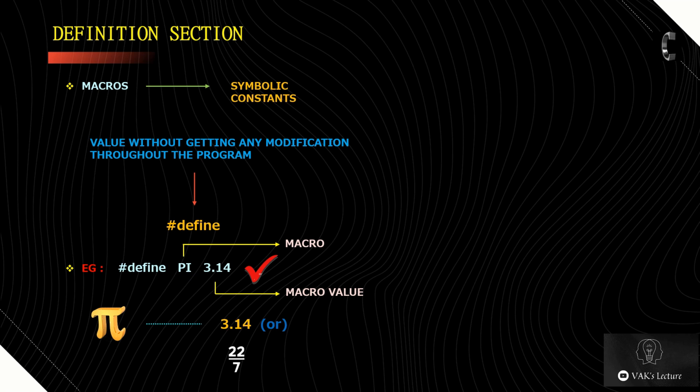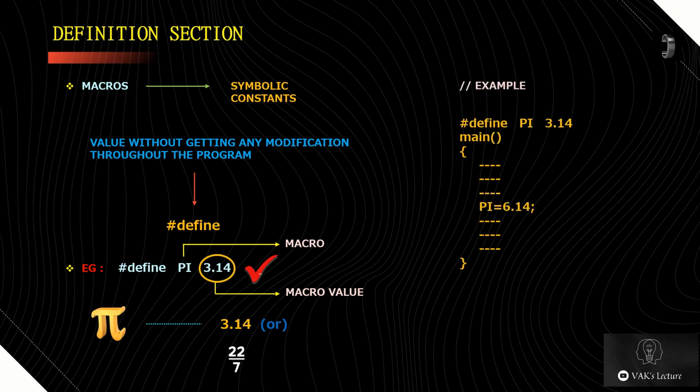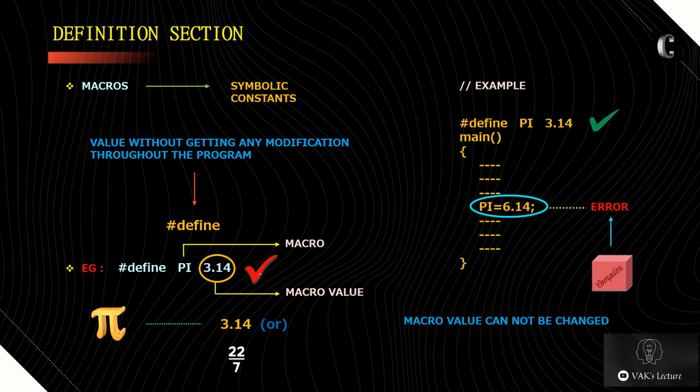And throughout the program, the macro value cannot be changed. In this example, we have already defined the pi value as 3.14. But in the program, I have changed the value of pi to 6.14. That means I have assigned one more value to the macro pi. If we change the macro value, then the compiler will display the error message. So the macro value cannot be changed throughout the program. And this section is optional. This is about the definition section.